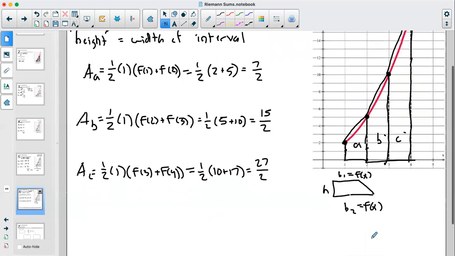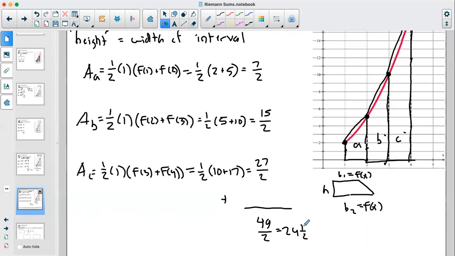And now I can add them up and get another approximation. 7 plus 15 is 22. 22 plus 27 is 49/2. That is 24.5. 24.5 if you like decimals better.